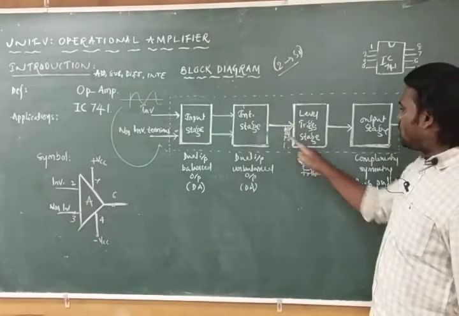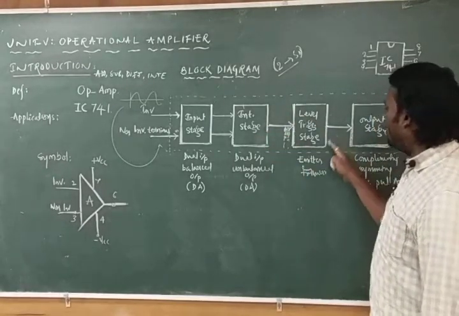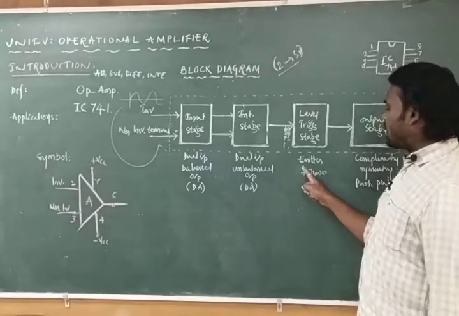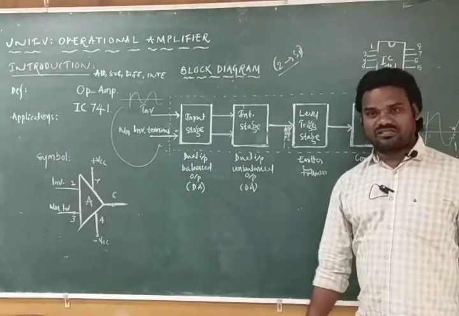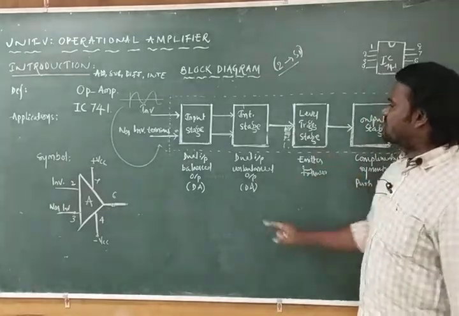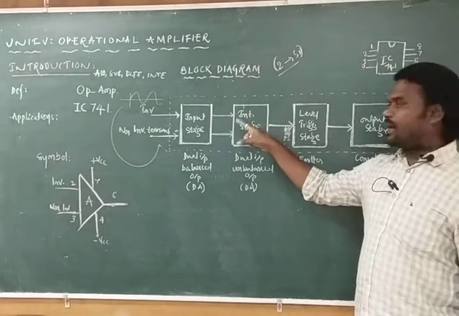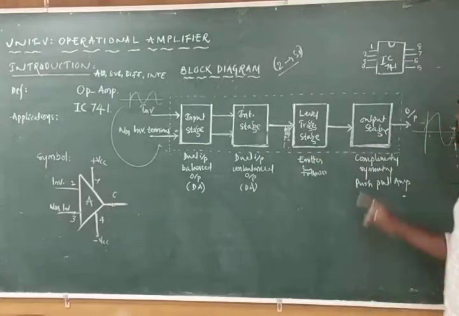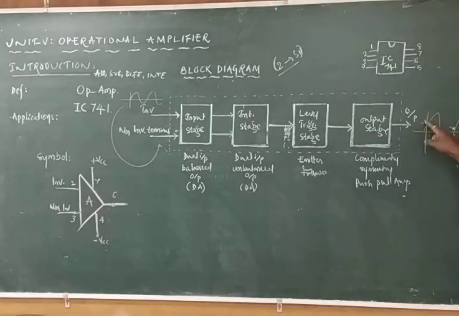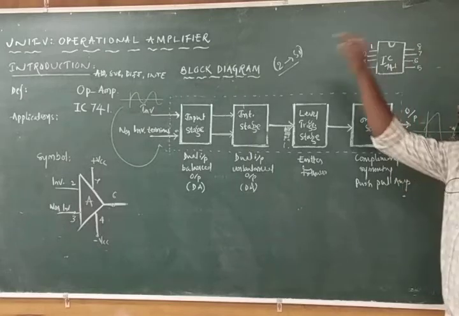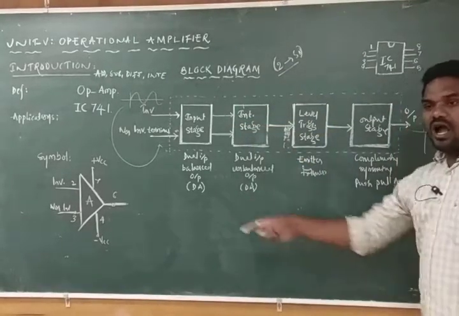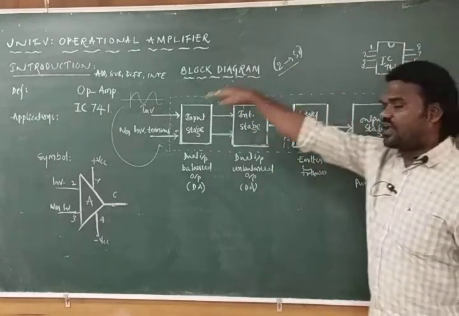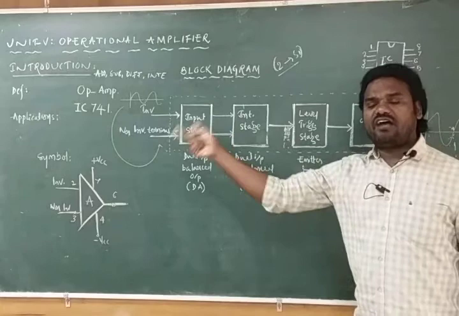And the output stage is designed with a push-pull amplifier. To have compatibility between these two, we will be using the level shifter stage, with one particular circuit called the emitter follower circuit. By using the emitter follower circuit, we will be making compatibility between the intermediate stage and the output stage, and finally from the output stage we will be getting the output that may be in phase to the input signal, or out of phase to the input signal. If the output is in phase to the input signal, from where have we given the input?